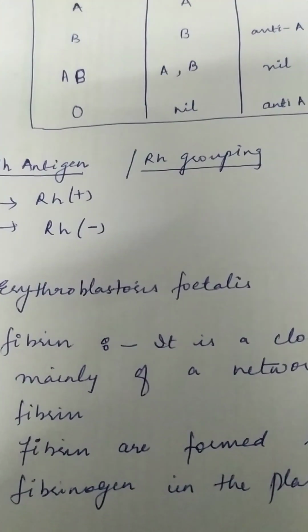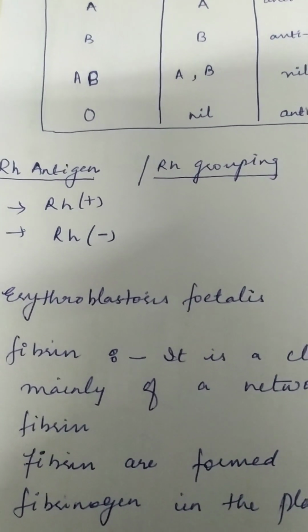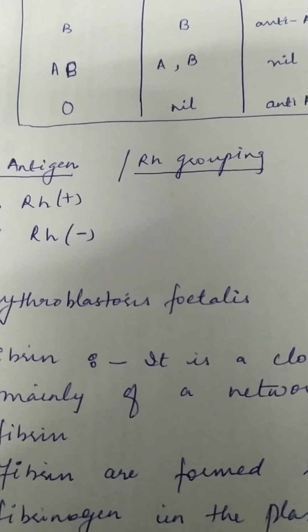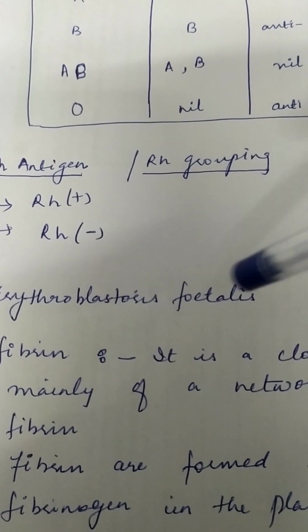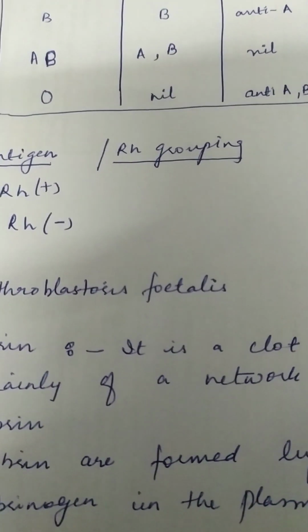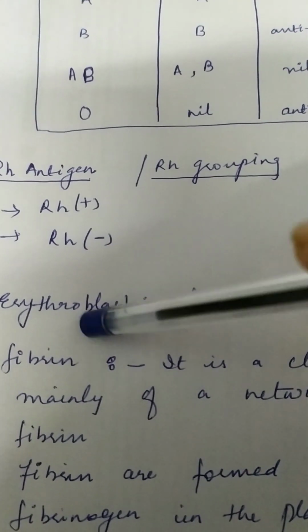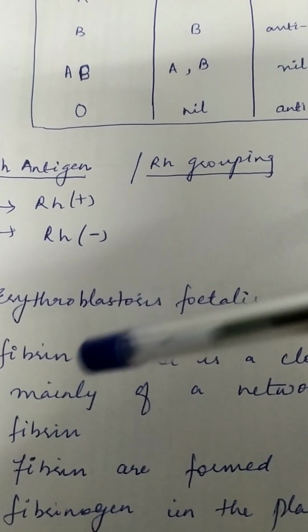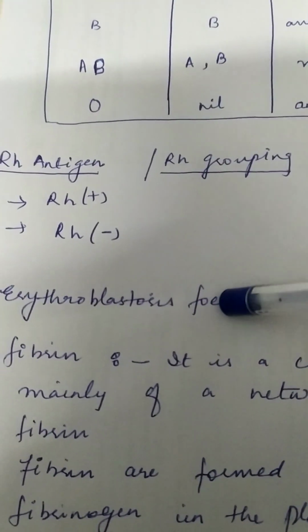What is erythroblastosis fetalis? We know that it occurs due to the RH incompatibility between the mother and the fetus, and it results in severe anemia and sometimes the death of the fetus.